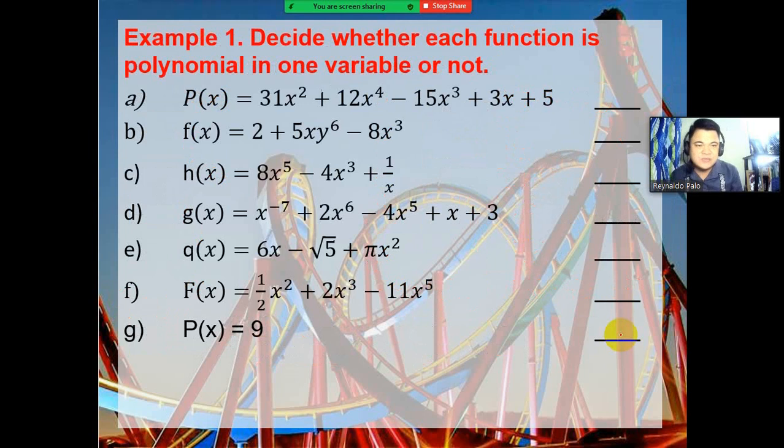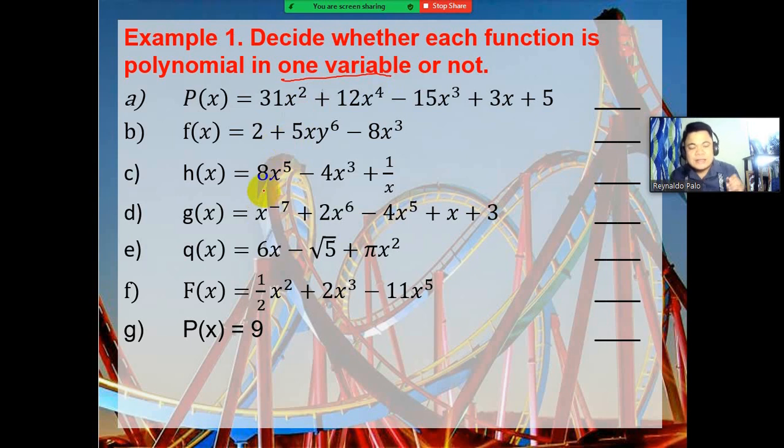Decide whether each function is polynomial in one variable. Guys, we are going to talk about only polynomials in one, or polynomial functions in one variable. Okay, so let's have letter A. Just say yes or no. P of x equals 31x squared plus 12x raised to the 4th power minus 15x cubed plus 3x plus 5.